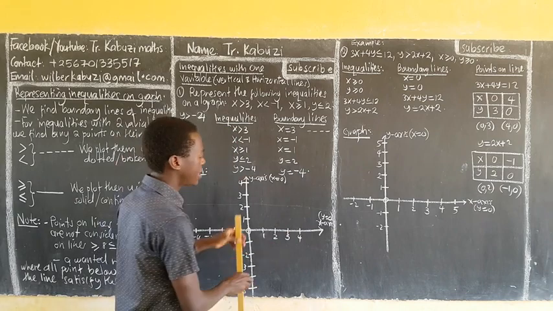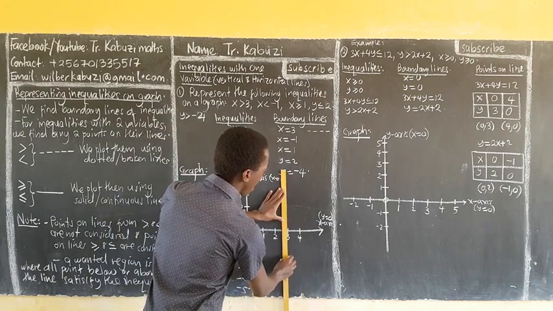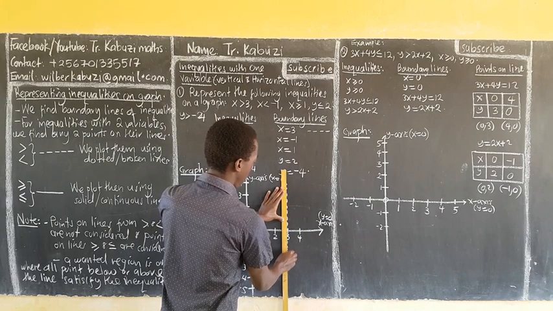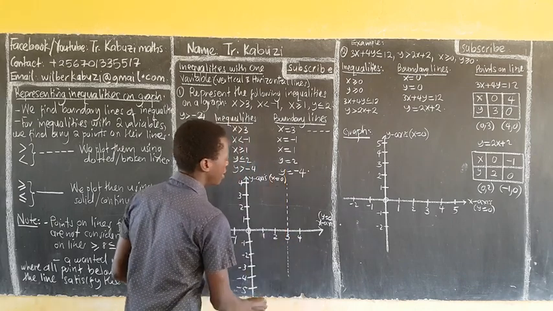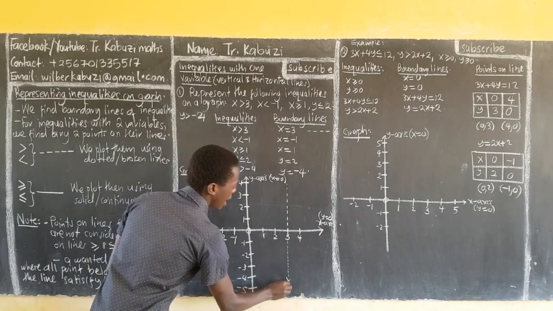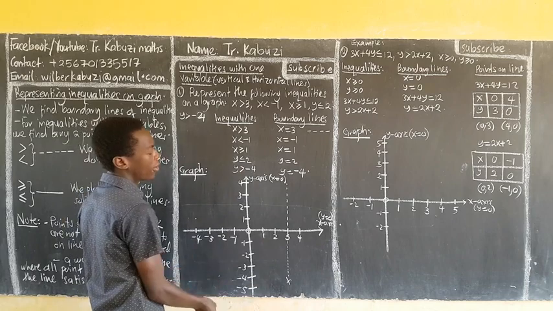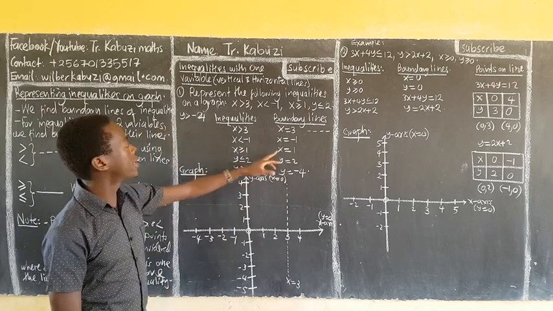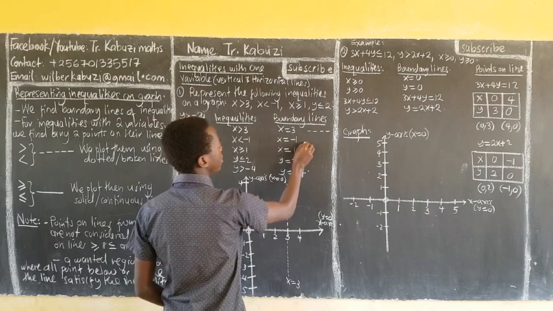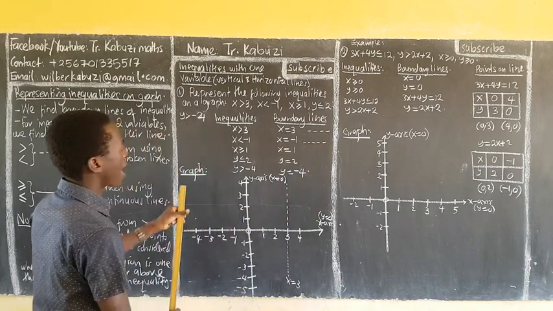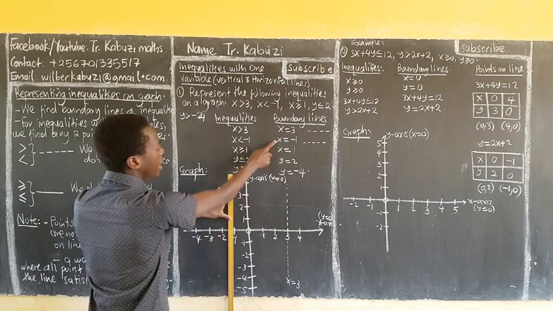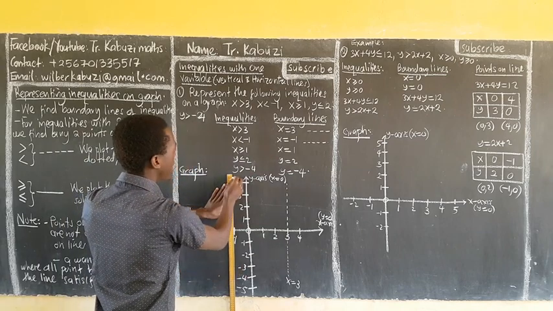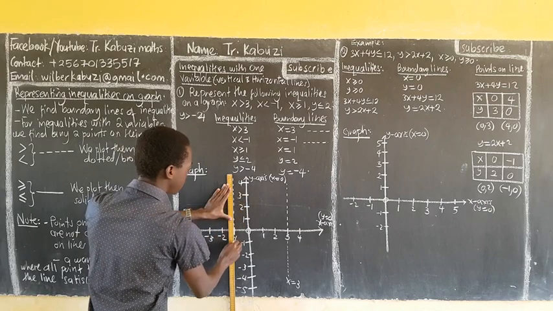Where there is a 3, because it's x, I put my ruler there and draw a line passing through that. That is my line x equals 3. Now when I come to this one, x less than negative 1, it's also going to be a dotted one. I come where it is negative 1 on the x-axis, because if it's x, it cuts the x-axis. So it's passing through negative 1, and I draw like that.